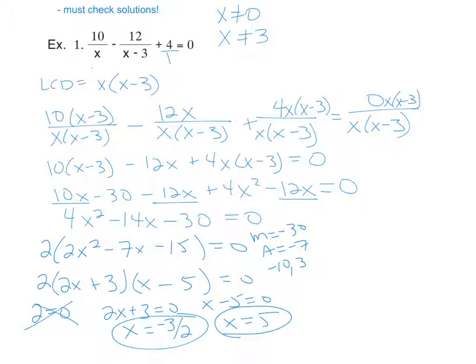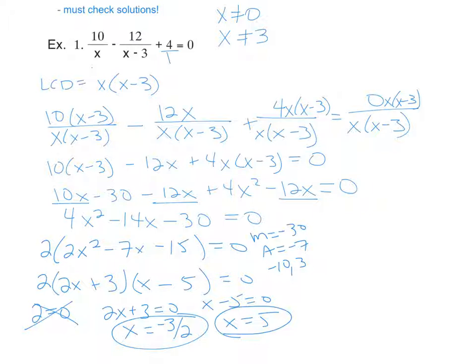It's not super easy to check because you have to plug them in and you have fractions here, but with a calculator you could. Most likely, if you check the 5 and you factored it correctly here, then negative 3 halves is also going to be a solution.